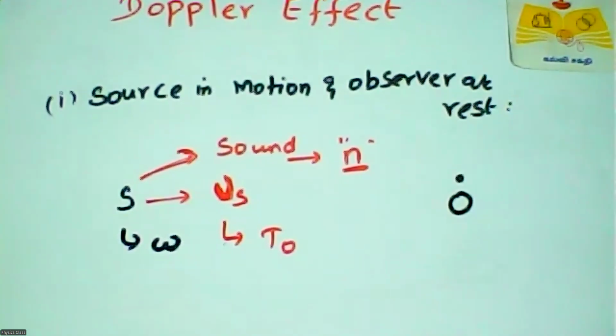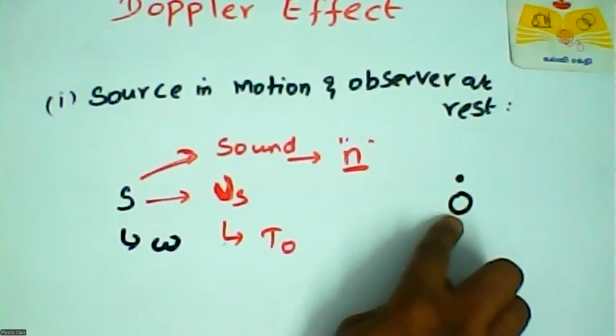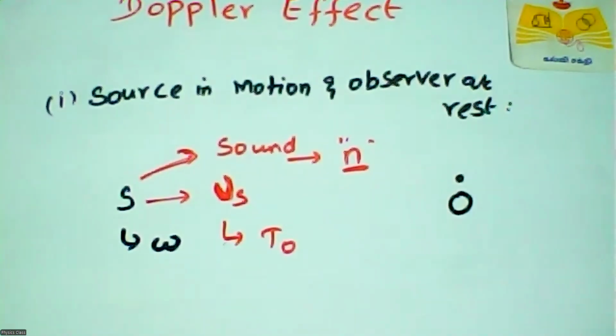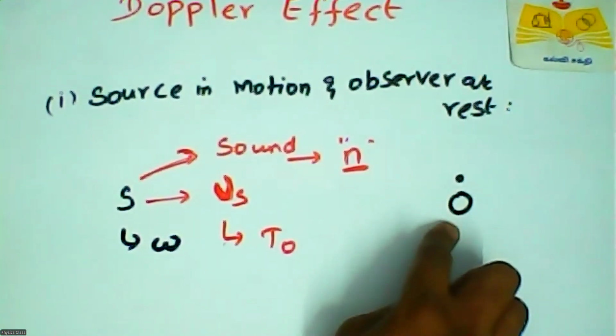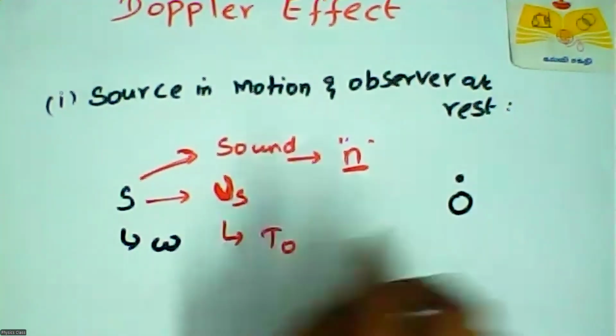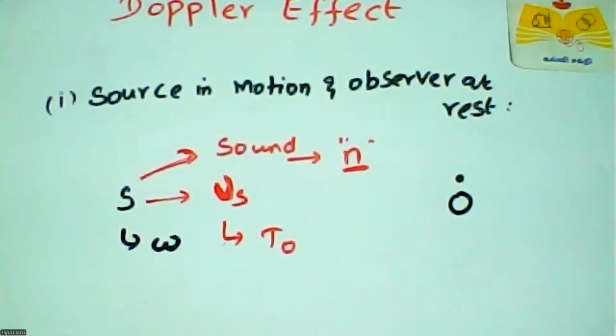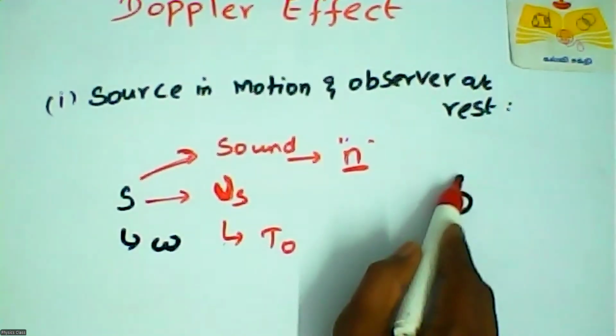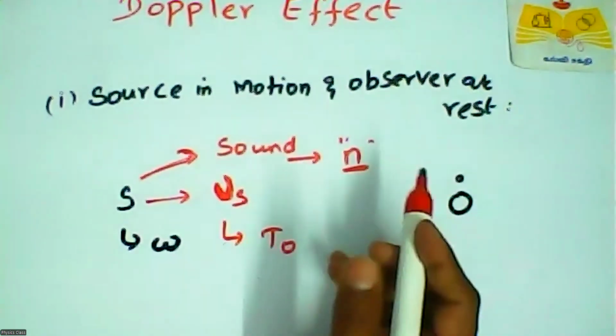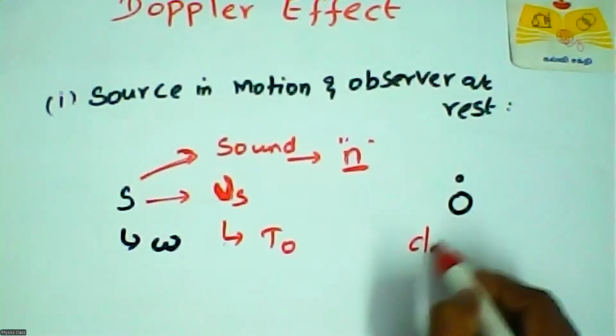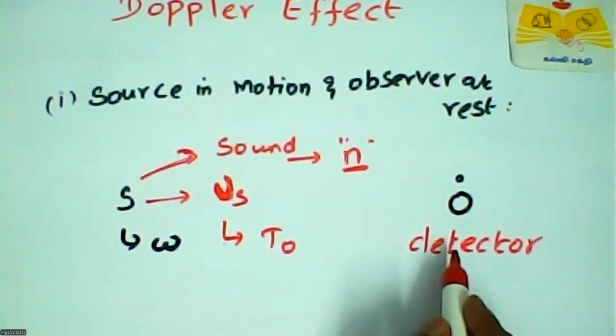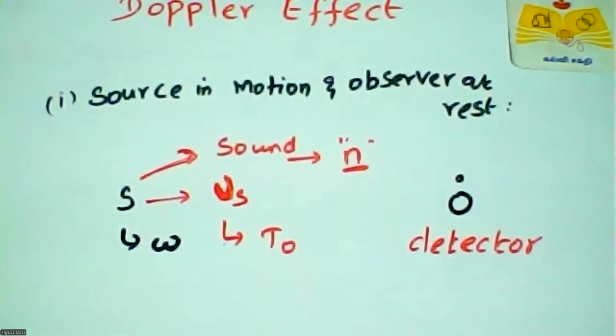Assume the observer has a detector. A detector is a device used for counting. So he has a detector that counts every time a wave crest reaches him. Already you know that a crest means the top point. Whenever the source produces a sound, that crest reaches him at his position, and he observes that crest with the detector, which is used to count the crests.